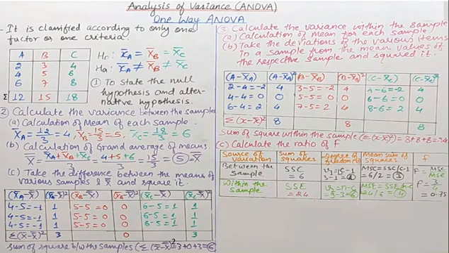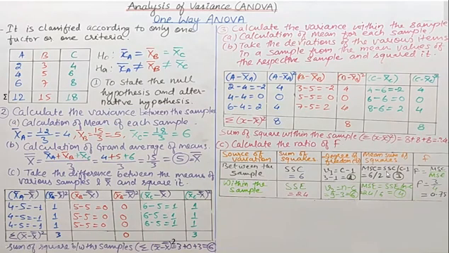So degree of freedom: for between the samples, we know that the degree of freedom is c minus 1. The number of columns here is 3. So the degree of freedom between the samples will be 3 minus 1 equal to 2, and the degree of freedom within the sample will be n minus c. The total observations here are 9. So 9 minus number of columns 3 equals 6.